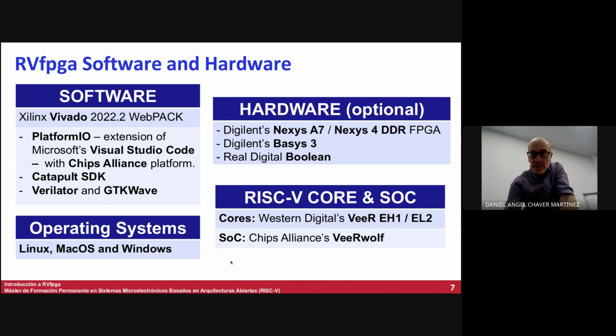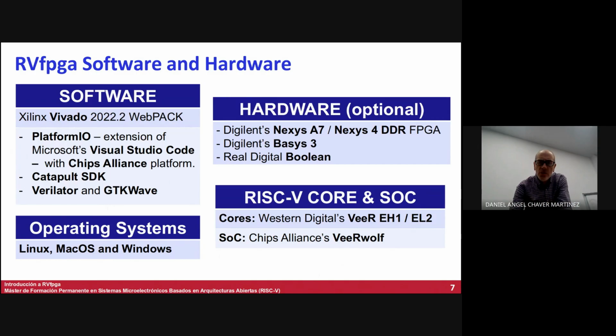As for the core and SoC, as I said, the core is the main one that we'll use in the course. Although we'll take a look at some others, but the main ones are VeeR EH1, especially, and also EL2. EH1 is the big one, EL2 is the small one of the VeeR family. And as for the SoC, it's called VeeRwolf, and it's based around this VeeR core, and it adds some peripherals to be able to interact with the core.